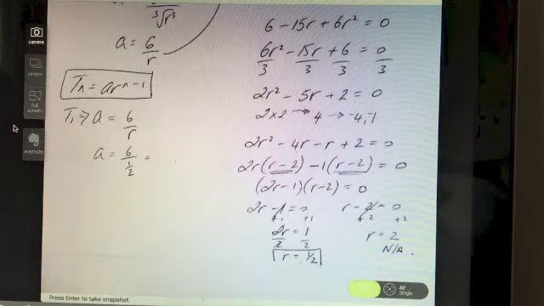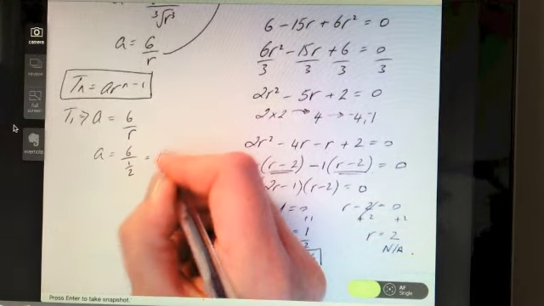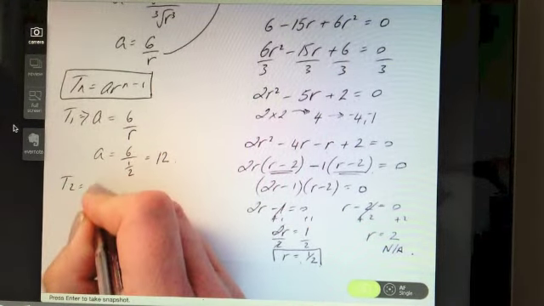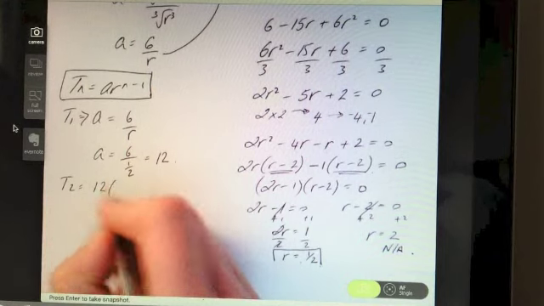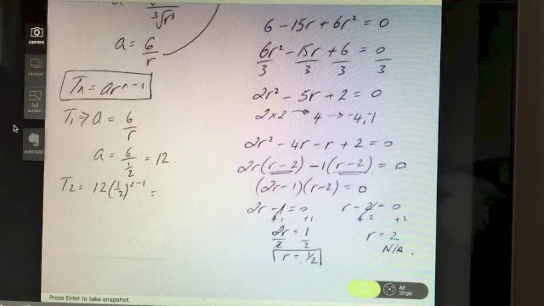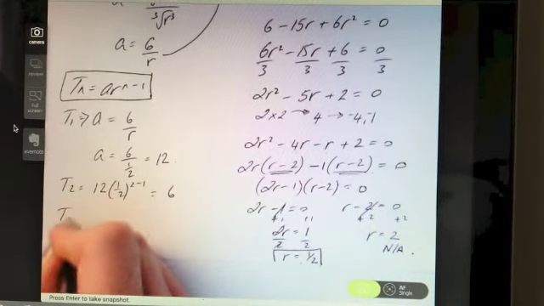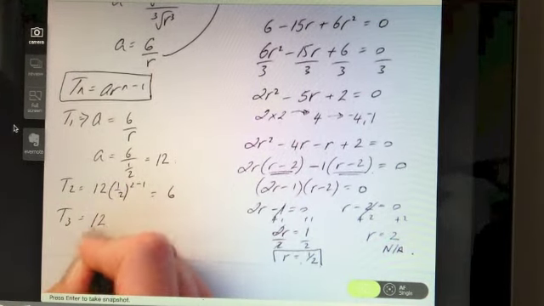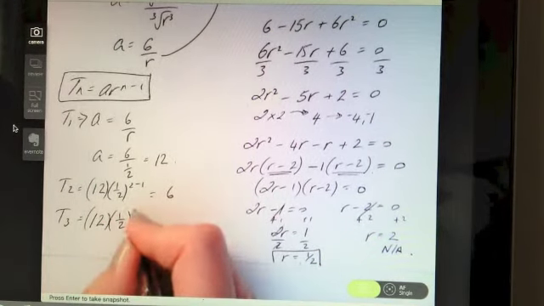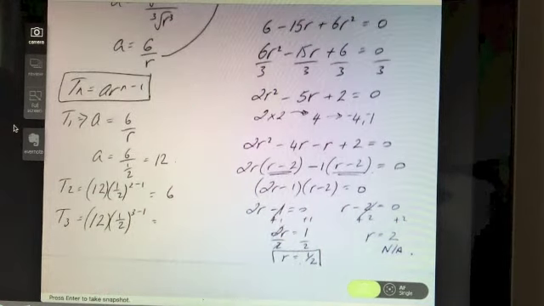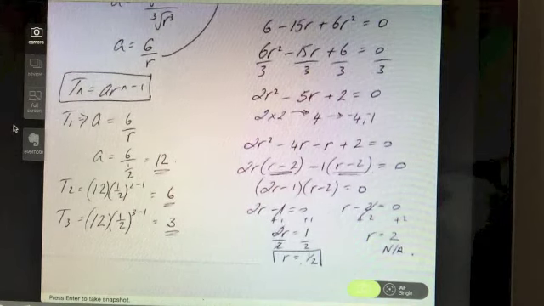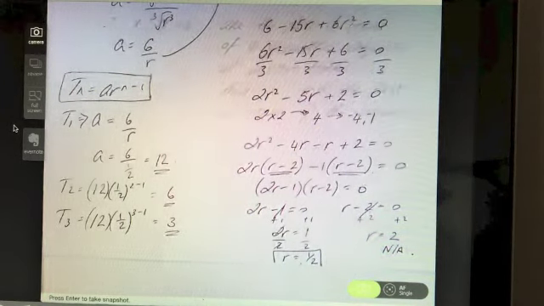So 6 divided by a half is 12. So that's your first term A. Term 2 is going to be A, which is 12, times the common ratio, which is a half, to the power of 2 minus 1, which works out to be 6. And the third term is going to be A, which is 12, times the common ratio, which is a half, to the power of 3 minus 1, which works out to be 3. So they're the first three terms of the geometric sequence.